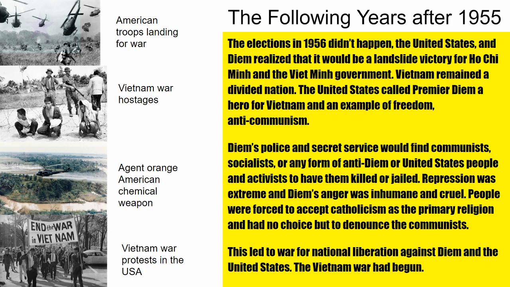Diem's police and secret service would find communists, socialists, or any form of anti-Diem or United States people and activists, and have them shot, killed, or jailed. Repression was extreme, and Diem's anger was inhumane and cruel. People were forced to accept Catholicism as their primary religion and had no choice but to denounce the communists. This led to a war for national liberation against Diem and the United States. The Vietnam War had begun.